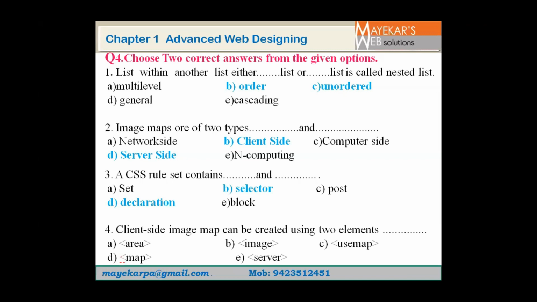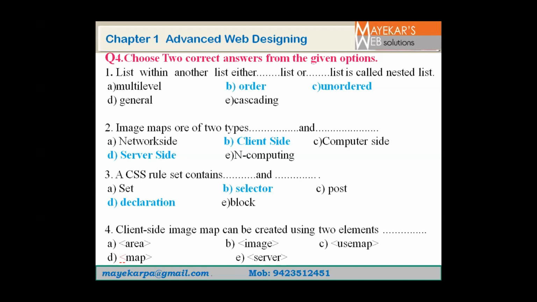Next, question number 4. Client side image map can be created using two elements. In client side image map, we are using three different tags. The first tag is a img tag, which is used to create an image. Second tag is a map tag, by using which you can create a mapping. And last is the area tag. The area tag is used to create a hotspot on an image. Okay, so three tags we are using in client side image mapping.